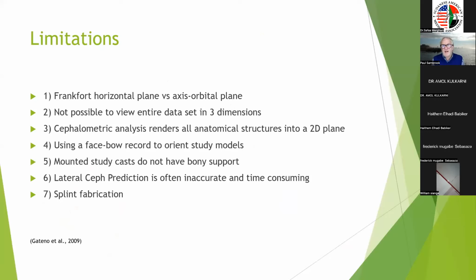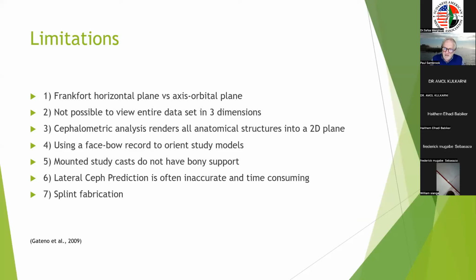The limitations that this imposed on us were that the Frankfurt horizontal plane, which was pivotal in our workups, really perhaps was not the best plane for us to look at. It wasn't possible to view the entire data set in 3 dimensions. As I said, we had a 2-dimensional plane. We used a face bow, which, to be quite honest, was a hit and miss orientation as to how we orientated our casts on the articulator. The mounted study cast did not have a reproducible anatomical correlation to what you were doing.